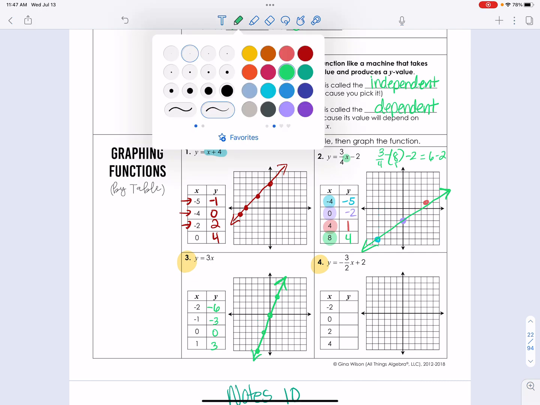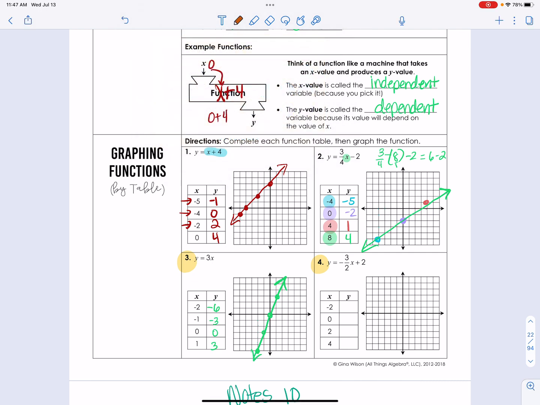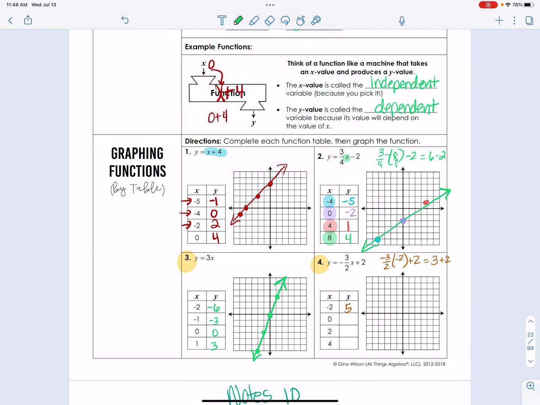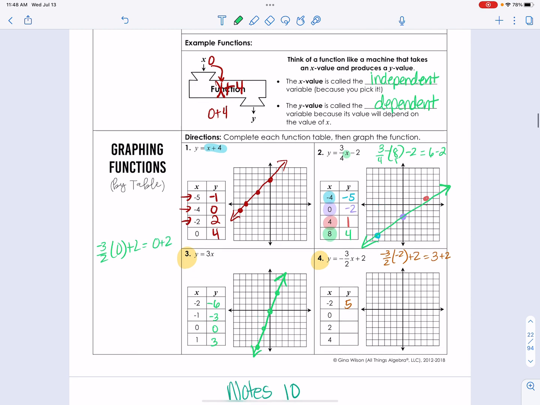The next one's a little trickier. Okay, so if I put a negative 2 in there, negative 3 halves times a negative 2 plus 2. So that would be 6 halves, which is 3. 3 plus 2 is 5. Okay, and then I'm going to put 0 in. Negative 3 halves times 0 plus 2. That would just be 0 plus 2, so that's 2.